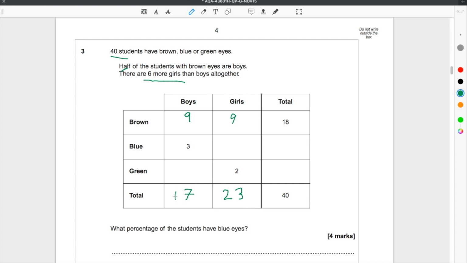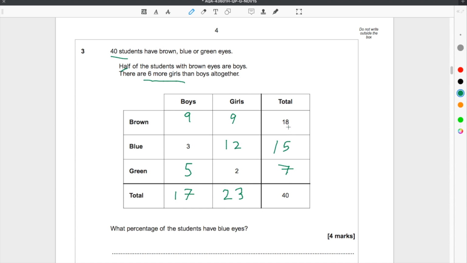Because we have a total of 17 here, we have 9 and 3, which when added together give us 12, and we have something else added to 12 to give us 17. Well, this must be 5. We can do the same with this column. 9 add 2 is 11. 11 plus something is 23. This must be 12. Now looking at the rows, 9 add 9 is 18. 3 add 12, well that's 15. 5 plus 2 is 7.